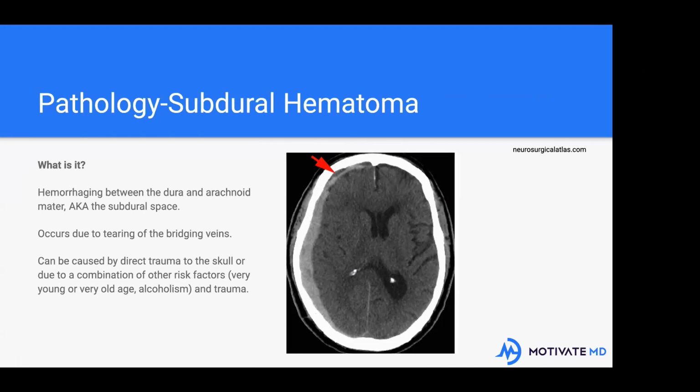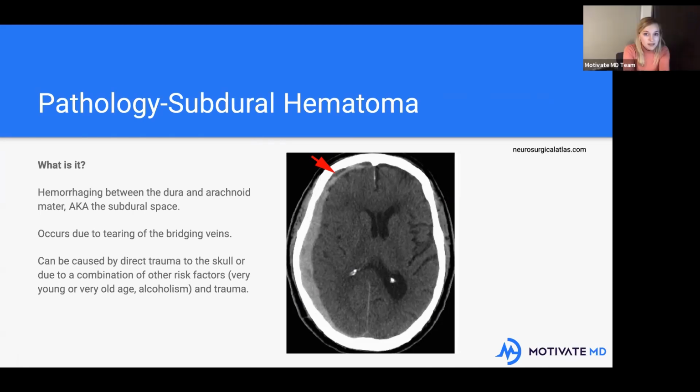Is it because of the layer that it's in? Yes, exactly. So this is different because it does cross the suture lines of the skull, where all those bones are coming together, because of its location.